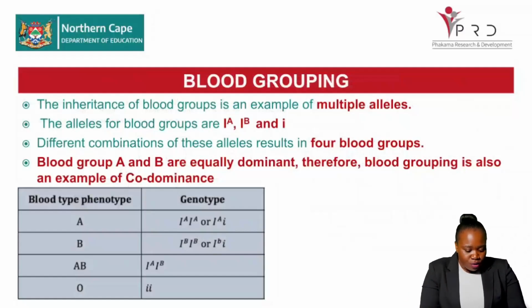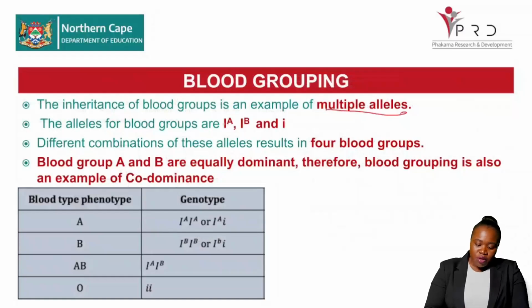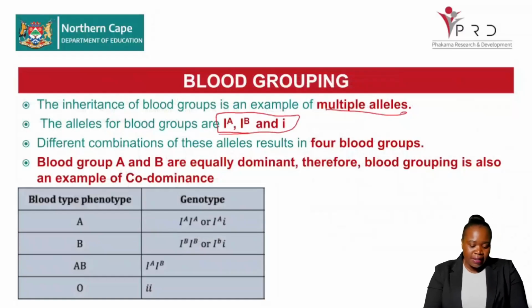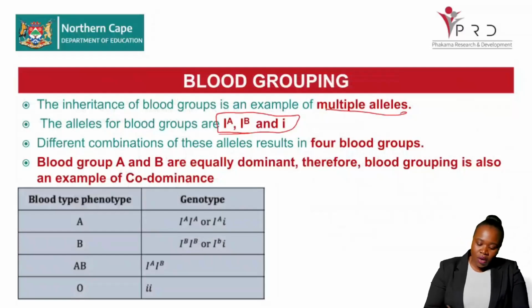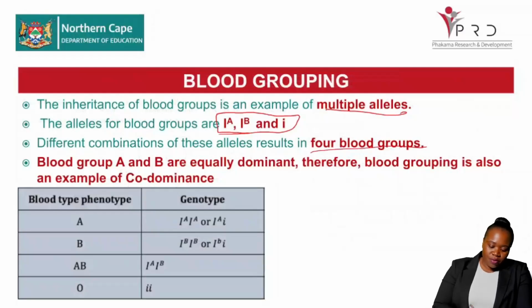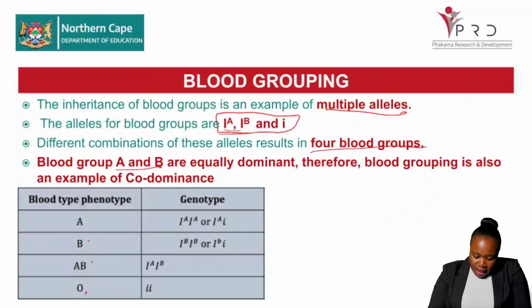Okay, then we have blood grouping. Here we are looking at blood grouping as an example of the inheritance of multiple alleles because it is controlled by 3 alleles, IA, IB, and i, right? And then these 3 alleles have different combinations that are going to lead to 4 blood groups, which are blood group A, B, AB, and blood group O, right? Blood group A and B are equally dominant. As we can see, they are represented by the capital letters, whereas blood group O is recessive.